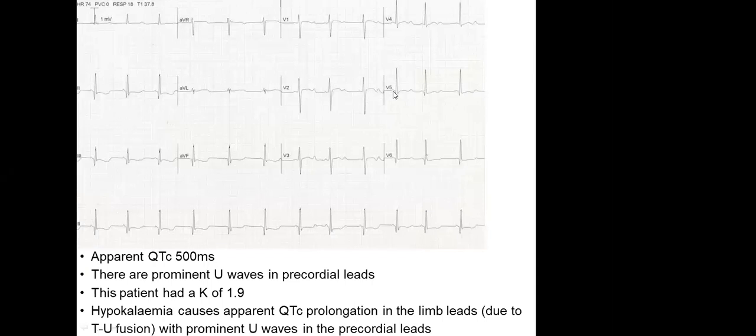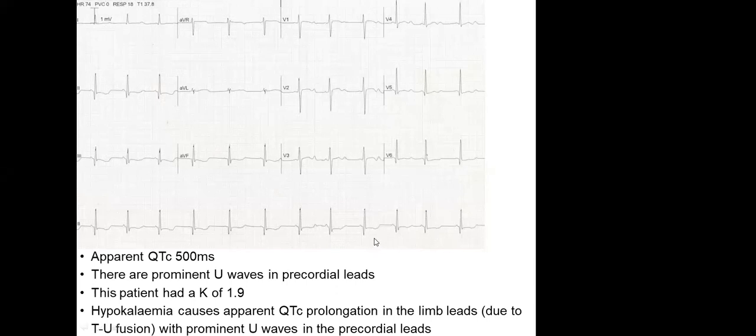Looking at lead V5 or V6, we can see that QT is nearly more than half. Here, if we calculate, it is apparently 500 milliseconds. There is prominence of U wave, so prominent U wave in precordial leads. This patient is a patient of hypokalemia.